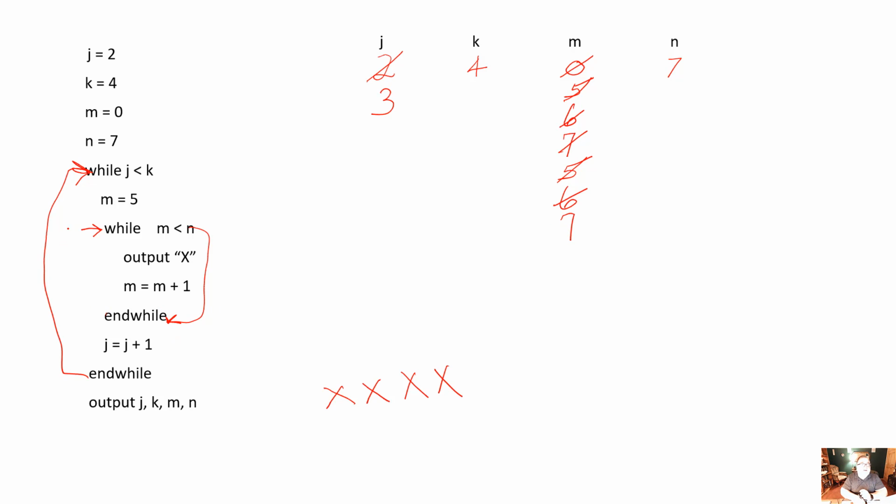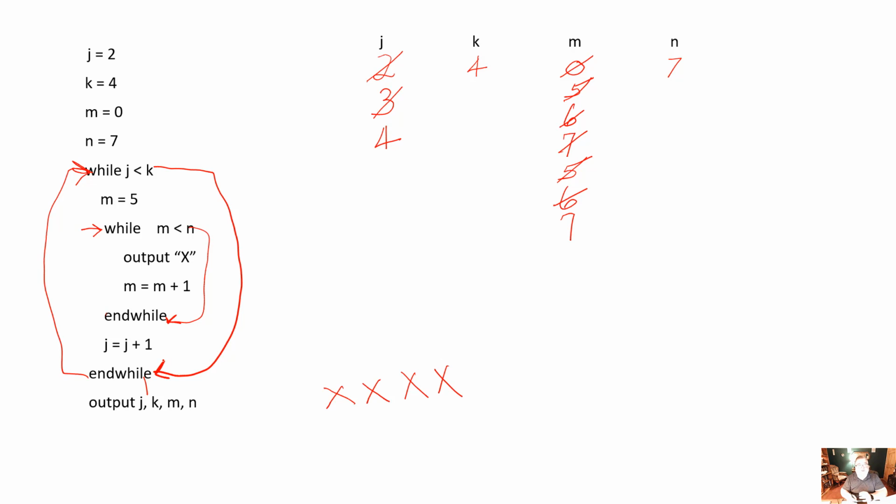And while we go back up to here, is 7 less than 7? No, it's not. So we jump down to here. We jump over the body. J equals J plus 1, so this becomes a 4. And while we come back up to here, while J is less than K, is 4 less than 4? No, it's not. So we jump over the body and we end up down here.